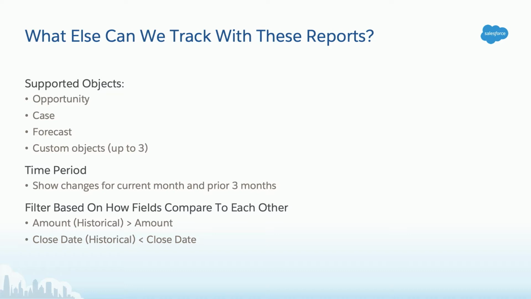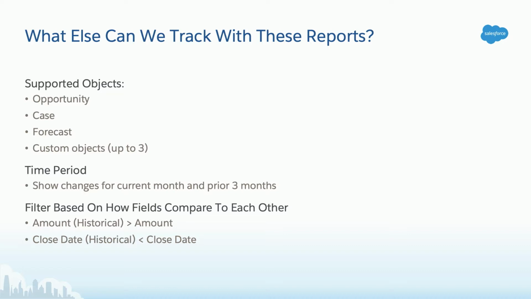So that was a sales example of what you can track with these historical tracking reports. You are not limited to just your pipeline. You can track cases, forecasts, and up to 3 custom objects. You can choose up to 8 fields in each object that you want to track over the past few months.